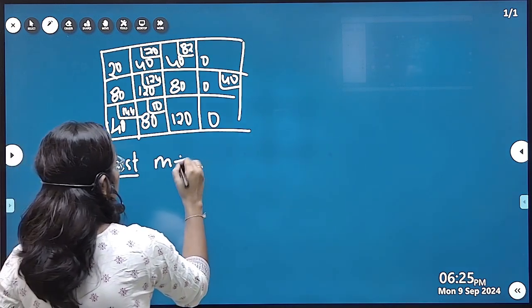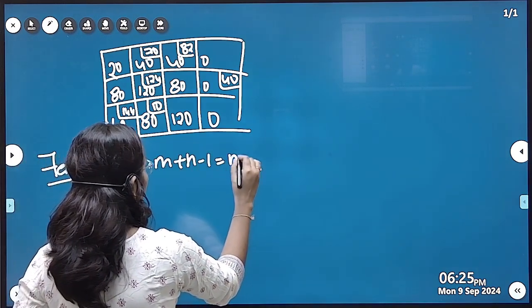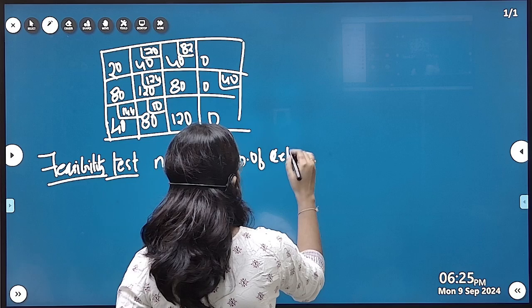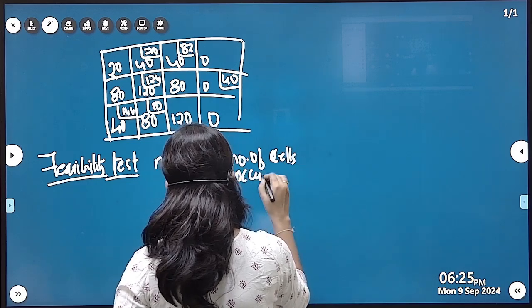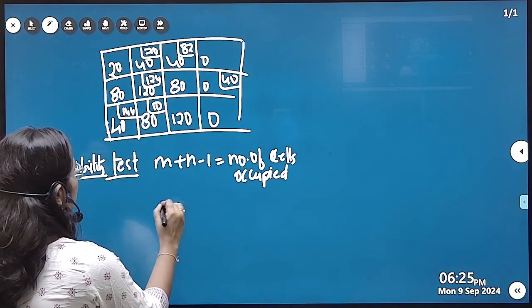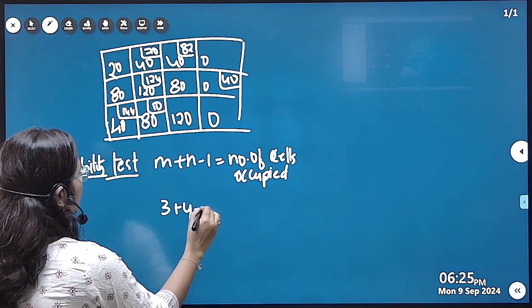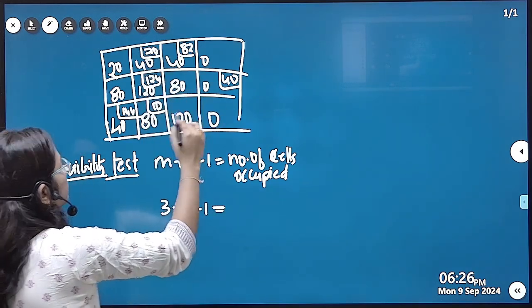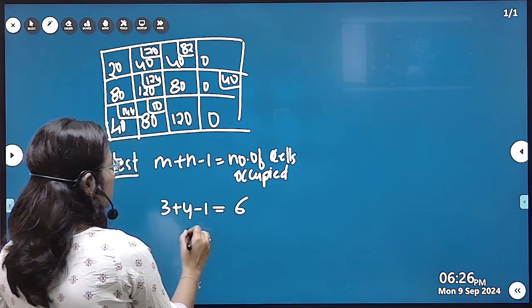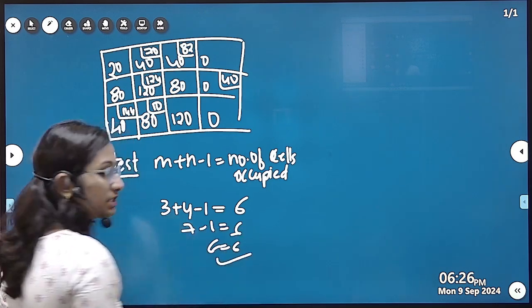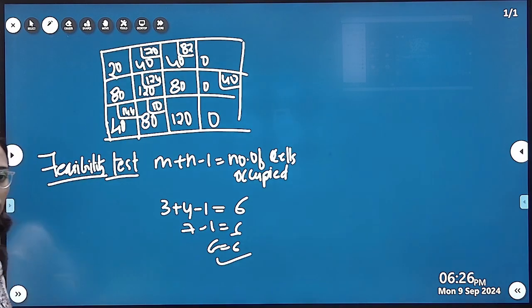So m plus n minus 1 is equal to the number of cells occupied. Okay, so m plus n, how much? 3 plus 4 minus 1 is equal to, and the number of cells 1, 2, 3, 4, 5, 6. So 7 minus 1 is 6, right? So 6 is equal to 6, the question is right. So it is feasible, so the question is right.